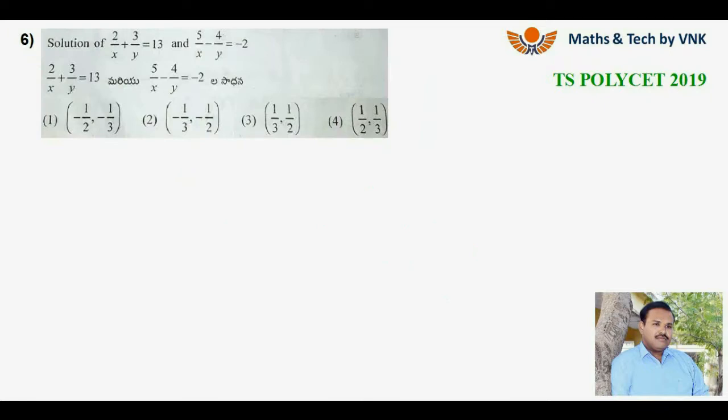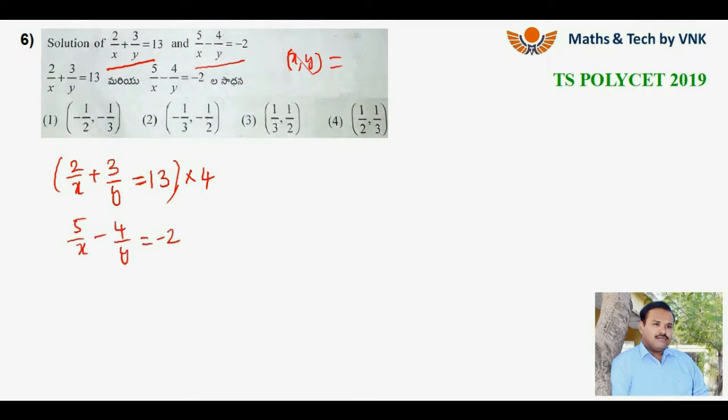Next question is, find the solution of 2 by x plus 3 by y is equal to 13 and 5 by x minus 4 by y is equal to minus 2. So we have to find x comma y values. We solve it by the elimination method. So try to eliminate y. To eliminate y, the first expression 2 by x plus 3 by y is equal to 13 is multiplied by 4, and the second expression 5 by x minus 4 by y is equal to minus 2 is multiplied by 3.